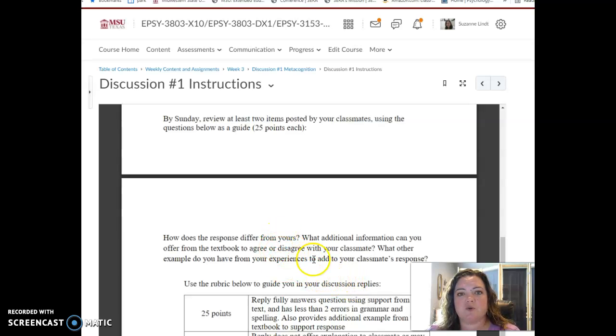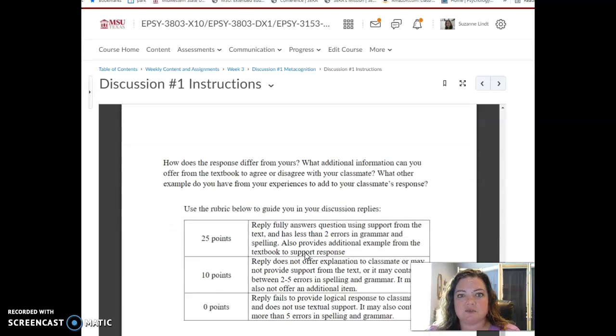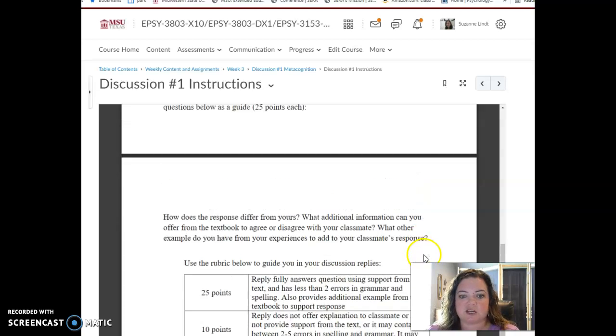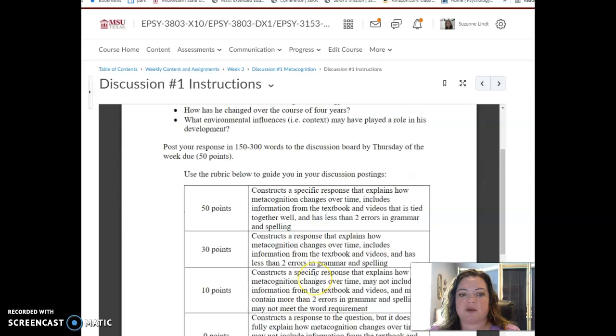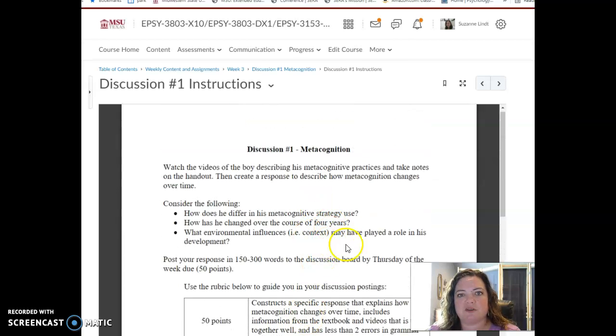be sure that you do more than just agree with the person. Actually add some support from the book or additional examples to kind of further the discussion. And it's okay if you replied to replies. You don't have to just reply to responses, but you need to have 3 total posts for the week. So if you have questions about this, just be sure to post it in the class discussion board.